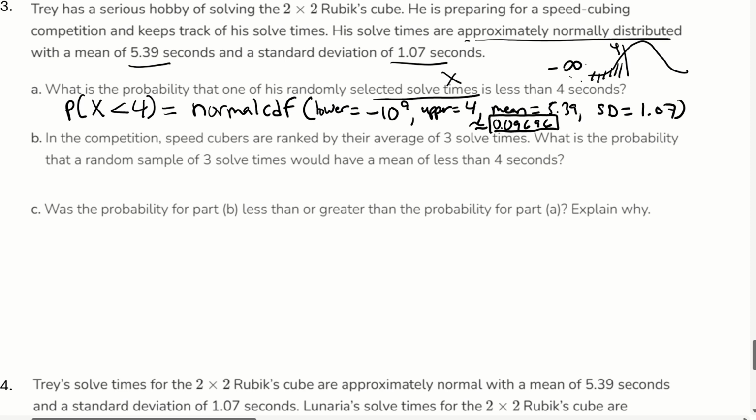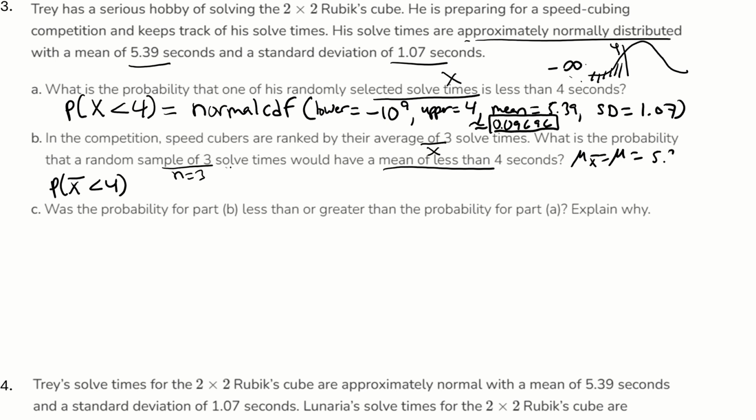All right, so in the competition, speed cubers are ranked by their average of 3 solve times. What is the probability that a random sample of 3 solve times, okay, so n is 3 here, would have a mean, so x bar. So they want the probability that x bar is less than 4 seconds, okay? Remember that the mean of x bar is the same as the mean of the original, which is 5.39, so that's not going to change. However, sigma x bar is sigma over square root of n. The sigma was 1.07, but we have to divide that by the square root of 3.